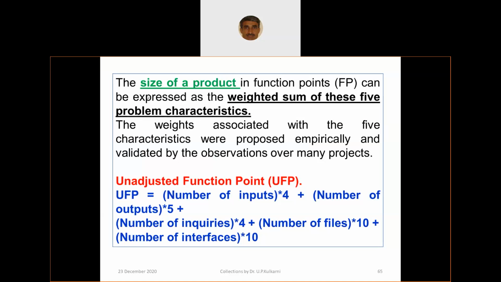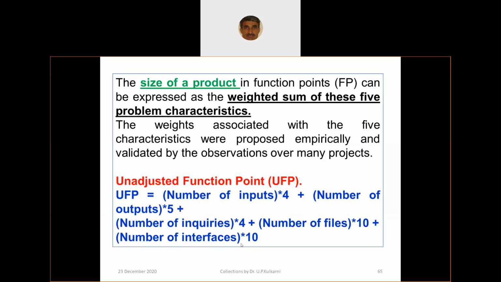So now look at that, the size of the product in function points can be expressed as a weighted sum of these 5 problem characteristics. Now when I said that, I wanted to add a new record. The unadjusted function point UFP equals number of inputs times 4 plus number of outputs times 5 plus number of enquiries times 4 plus number of files it refers to times 10 plus number of interfaces times 10. These are experience based, and based on that the weightage is developed.